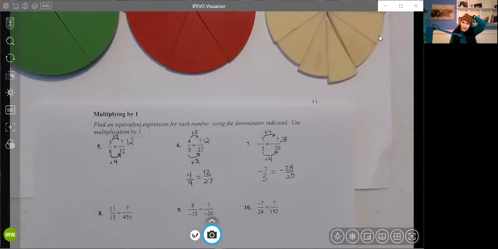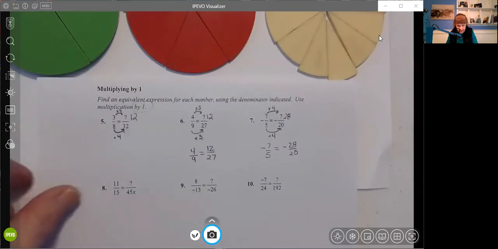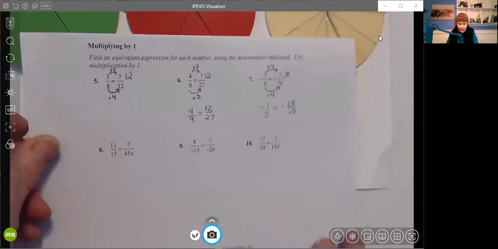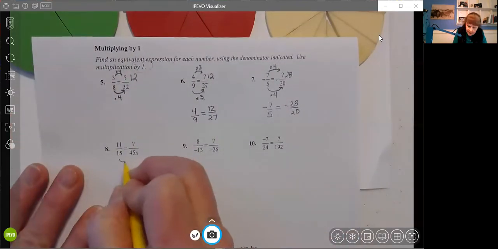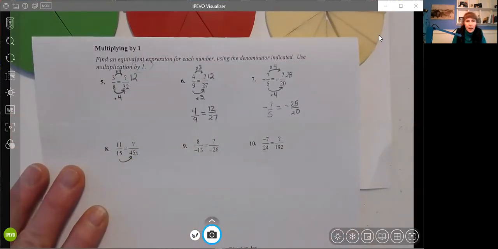Okay. All right, let's keep working on this same idea. All right, here, to go from here to here, you multiply by 3x.